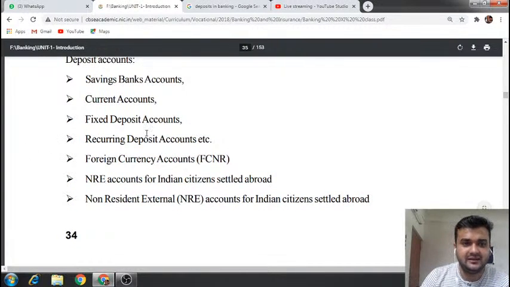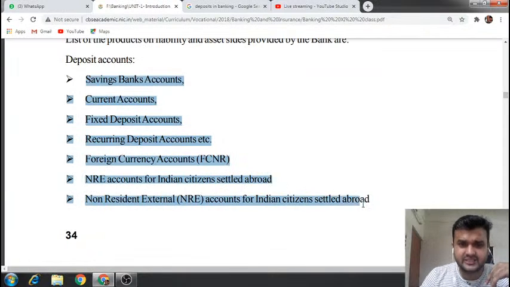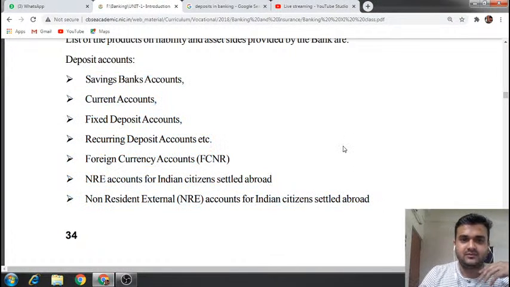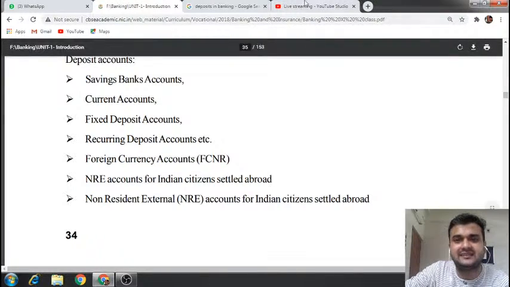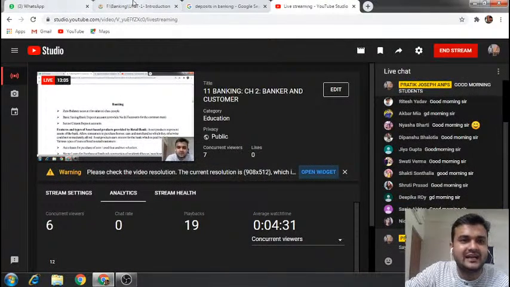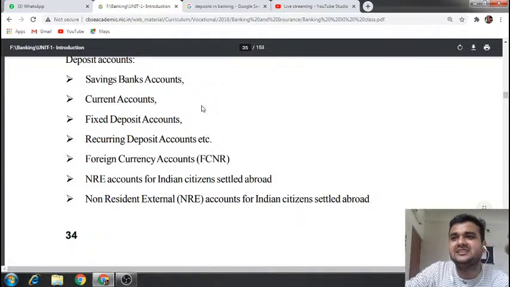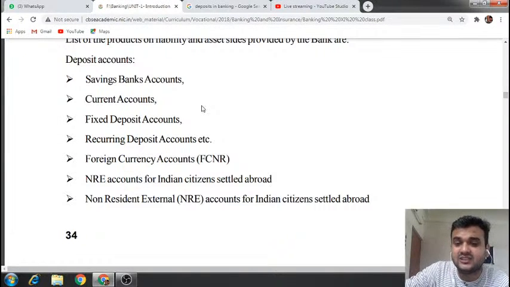So these are the different facilities provided by the bank, and in this situation, whenever you open an account with the bank, the banker becomes a creditor. Understood? Why? Because that is your money, your hard earned money, and you are depositing it in the bank. Whenever you want to, you can take out or withdraw that money. So for the banks, that money is always a liability.